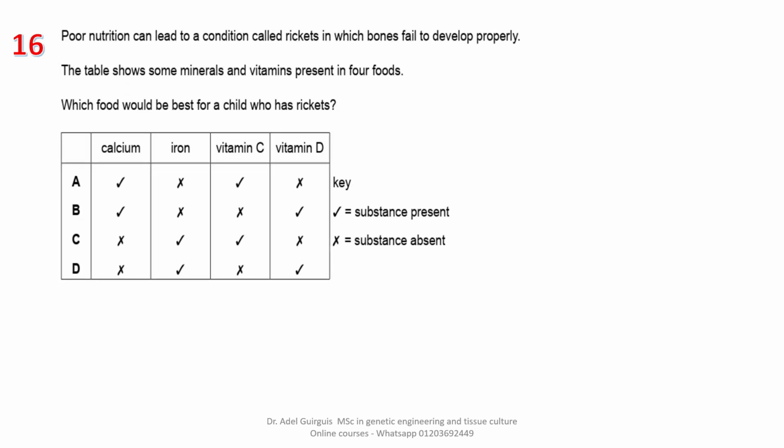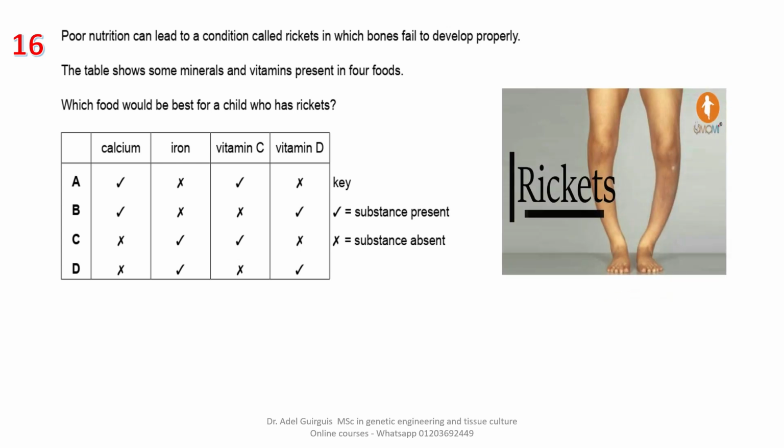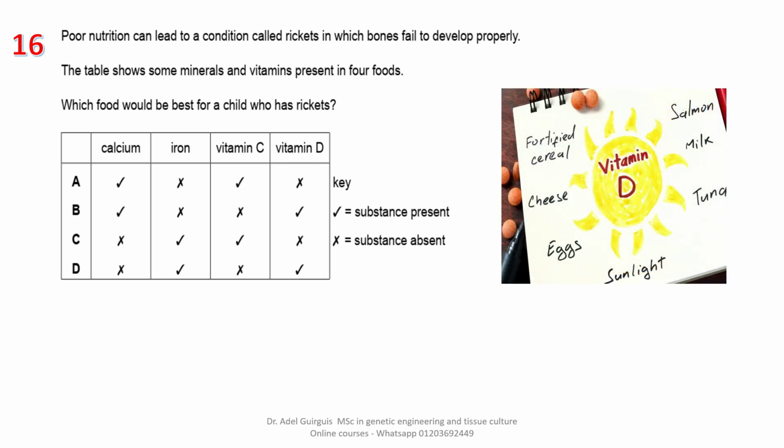Number 16. Poor nutrition can lead to a condition called rickets, in which bones fail to develop properly. The table shows some minerals and vitamins present in 4 foods: A, B, C, or D. Which food would be best for a child who has rickets? What is rickets? Bowing of legs. Due to what? Lack of calcium, caused by lack of absorption of calcium.